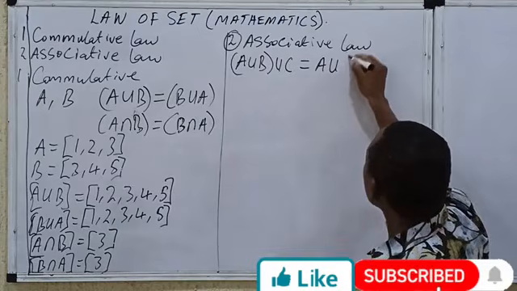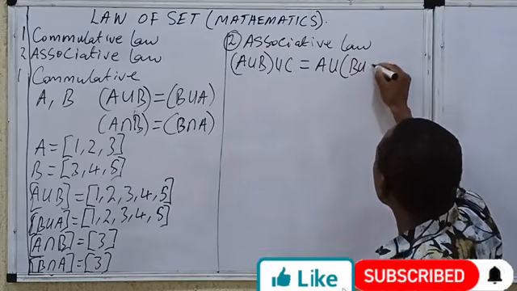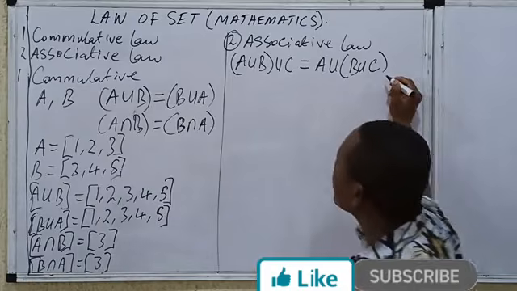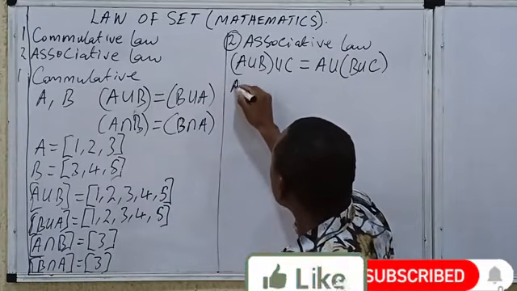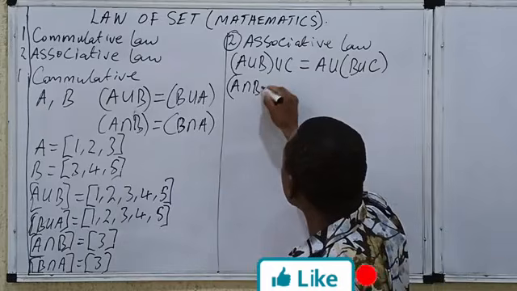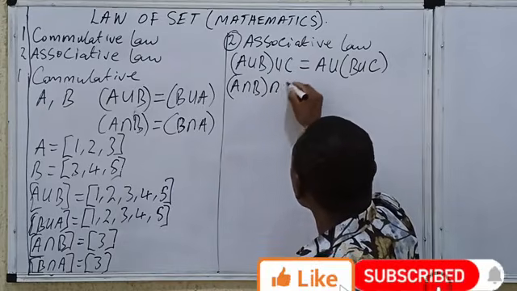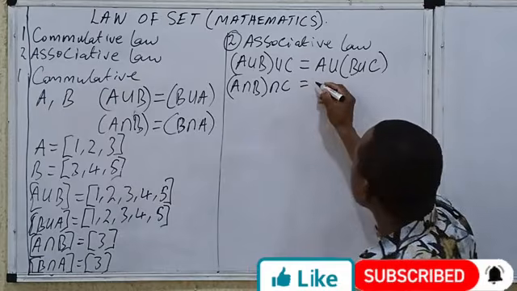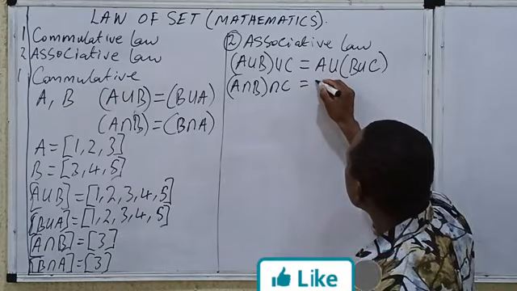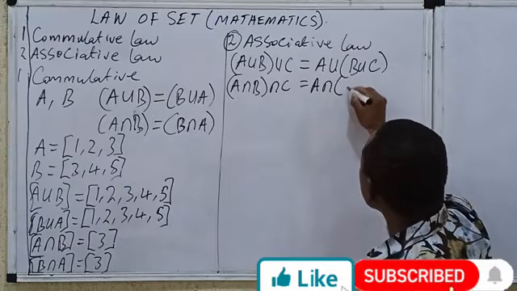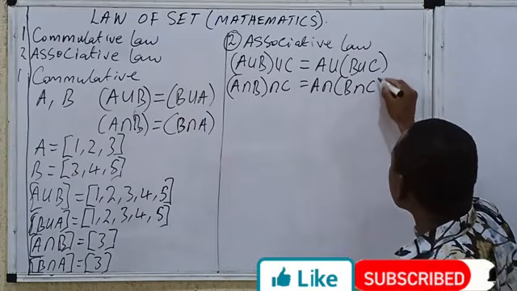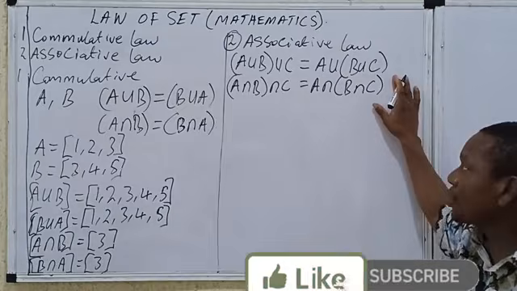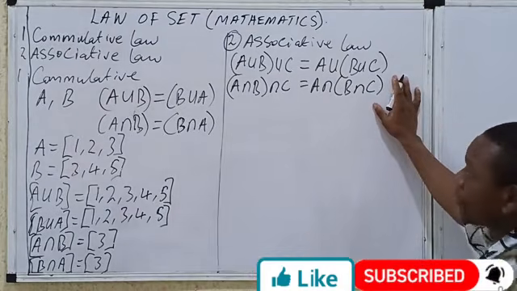A union B union C, and A intersection B intersection C. Now you must be very careful in dealing with this. This is quite different from that.